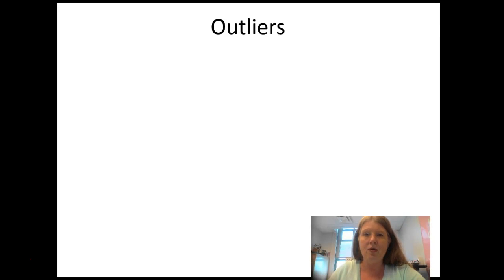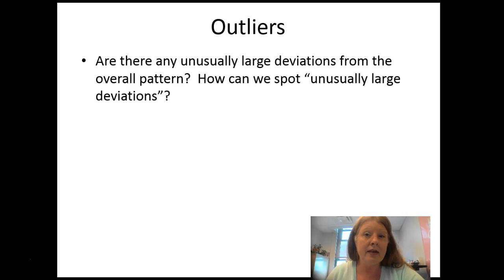Okay, so outliers, we want you to have an understanding of what an outlier is. So an outlier is a value that falls away from the rest of the pattern. It can be an unusually large deviation, it can just be a minor deviation, but it's something that's obviously different from the overall pattern. It's a value that sort of stands out against the main pattern of data. So how can we spot something that's an outlier? How do we know if we have an outlier?